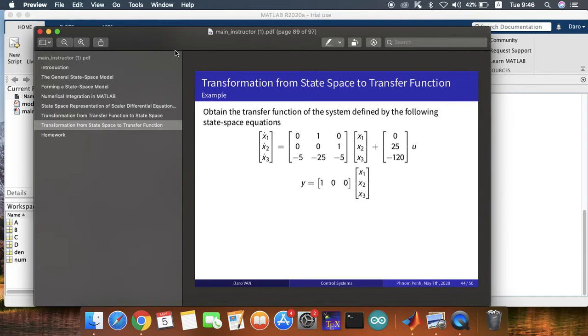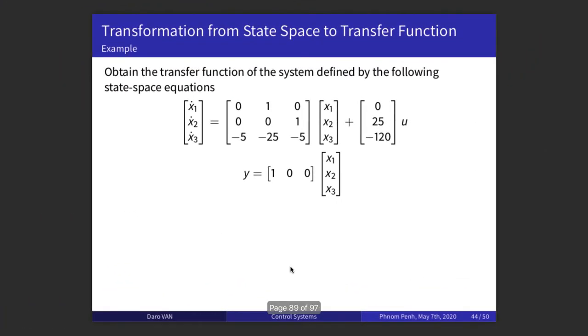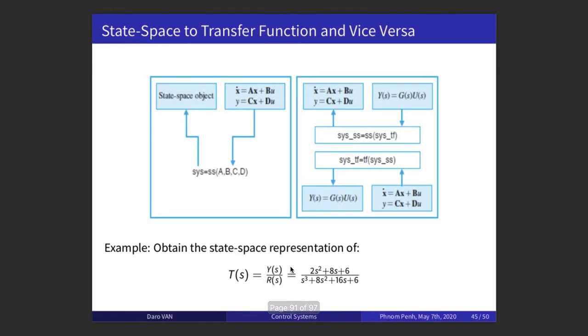Okay, let's get back to the slide, not the class. Okay, so this is how you transform from state space to transfer function, and from transfer function to state space. Okay, so if you have this state space form in time domain, you can use this function. It's also fine, just ss(A, B, C, D), and it will output the state space object.